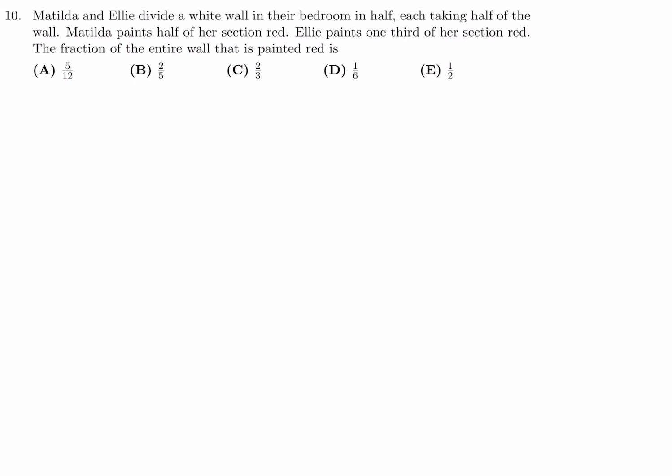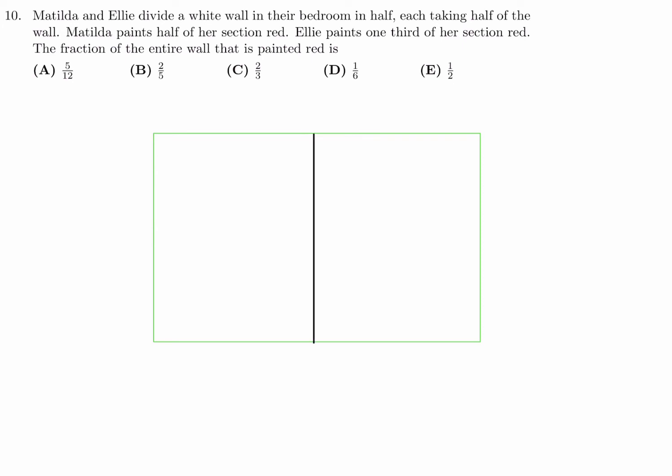Matilda and Ellie divide a white wall in their bedroom in half, each taking half of the wall. Matilda paints half of her section red. Ellie paints 1/3 of her section red. The fraction of the entire wall that is painted red is... So here's a wall, and the first thing we're going to do is divide it in half. So approximately here.